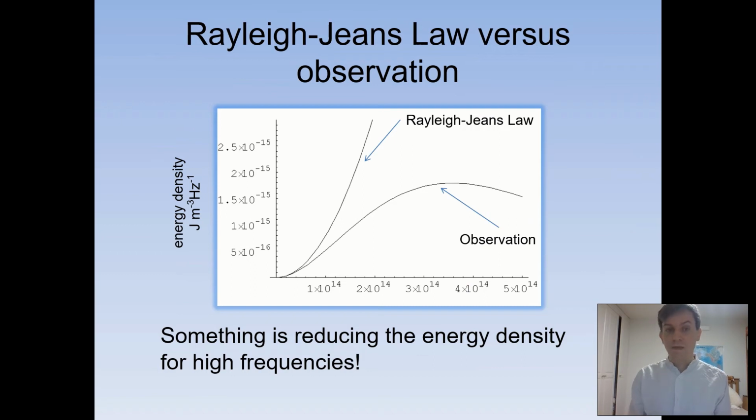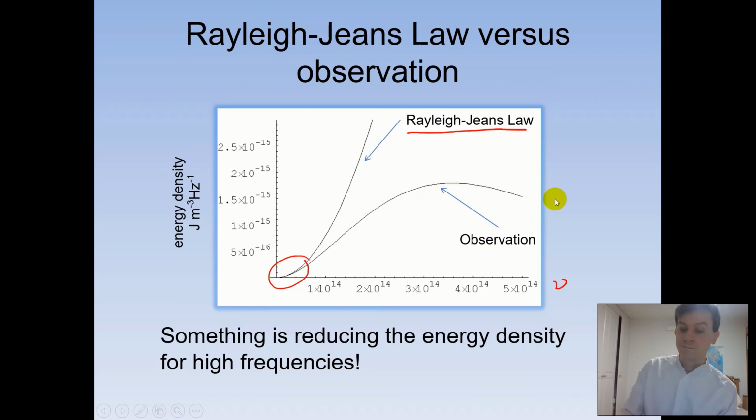However, it's interesting to note that the Rayleigh-Jeans law, even though it's nonsense and predicts infinite energy, does actually get the start of the curve right. If you go back to the plot we had on the previous slide of energy density as a function of frequency, then for small values of frequency, the Rayleigh-Jeans law, which is plotted here, actually agrees pretty well with the observations. But at high frequencies, it runs into problems. So that means that something is reducing the energy density of these modes at high frequencies. Each mode at high frequency has much less energy than the Rayleigh-Jeans law would predict.